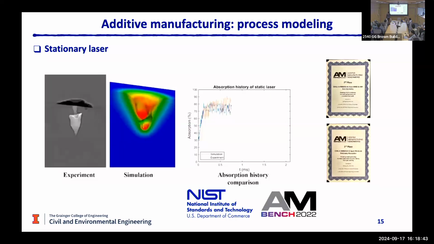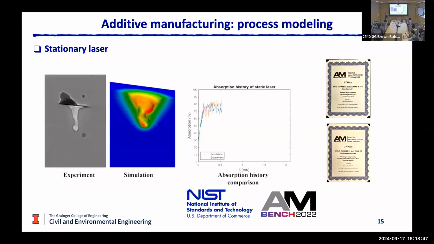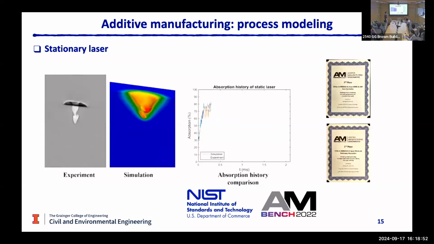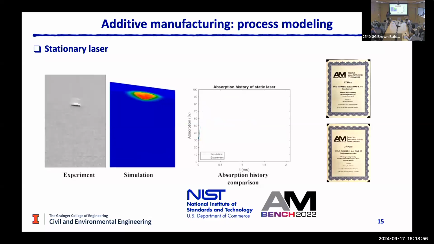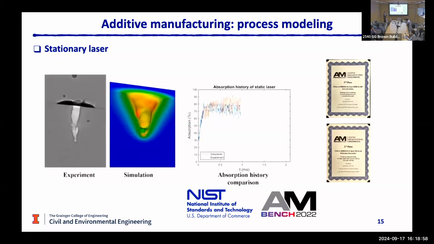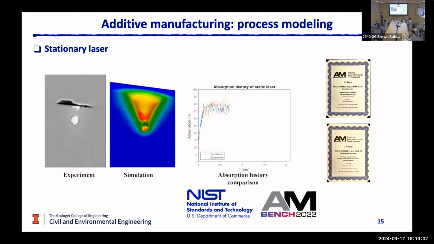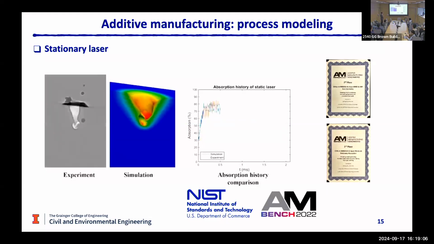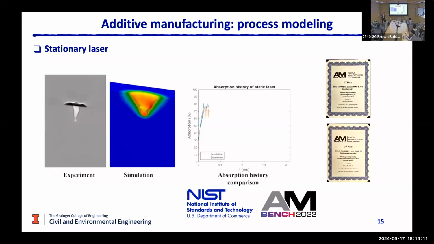The video on the left is from X-ray imaging, showing the melt pool evolution, and the video in the middle is from our simulation. You can see that our model is able to capture the transition from the conduction mode to the keyhole mode very well. You can also see how the model captures the formation of a gas bubble and how this bubble is trapped in the resolidified material after you turn off the laser.